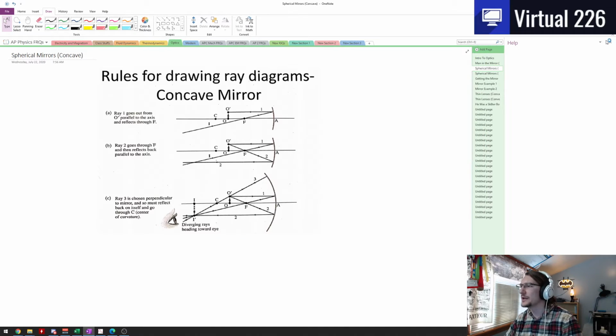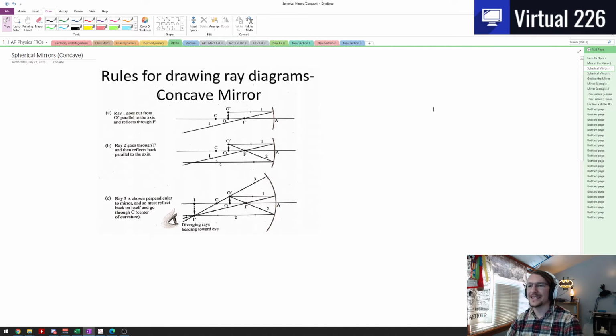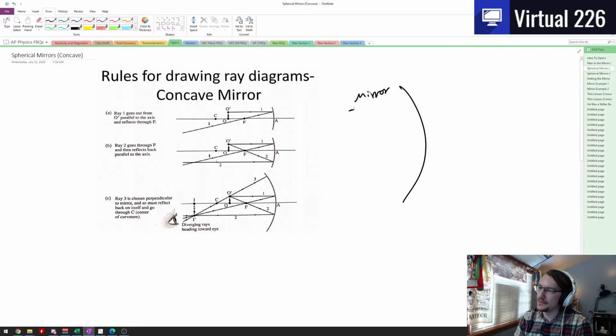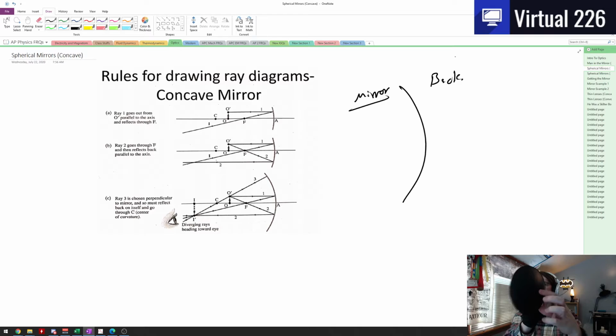So the first mirror that we're going to take a look at is a concave mirror. And a concave mirror looks like this, okay? Where this is the mirror side and this is the back side of it, okay? So if this is a concave mirror right here, this is the mirror side, this is the back of it, okay? So that's your back, that's your front.